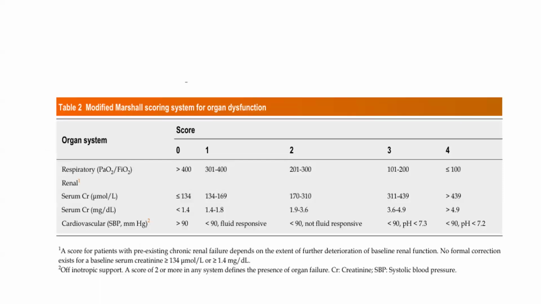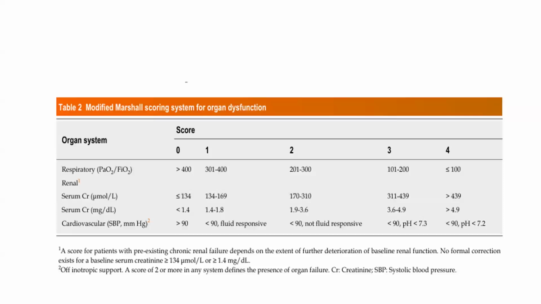So this is the modified Marshall scoring system for organ dysfunction. The other scores which we can use are the revised Atlanta score, Ranson score, and then at the bedside is the BISAP score. So we'll see what the modified Marshall scoring system for organ dysfunction is.